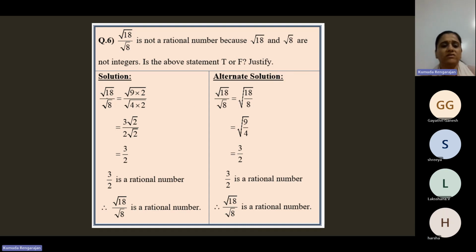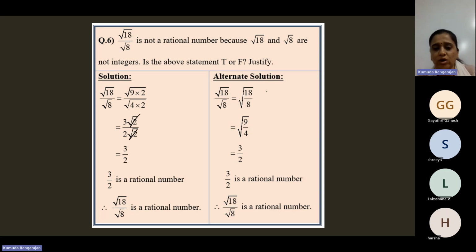So see here, what is 18? 9 twos are, right? And what's 8? 4 twos are, correct? So 9 comes out as 3 and 4 comes out of the square root as 2. And this 2 remains under the square root and then they get cancelled. So 3 by 2, correct? Correct, this one, so it's 3 by 2.